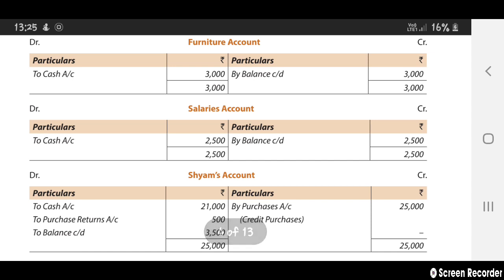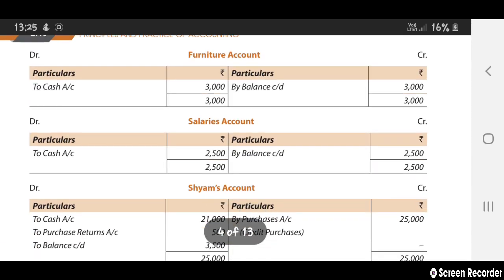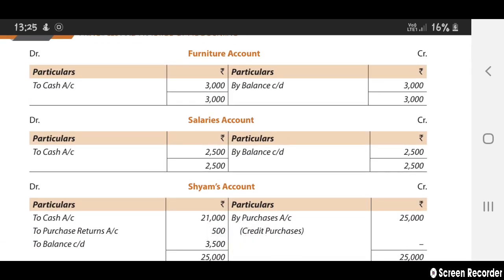If you want to prepare it like this, you can do it one by one. Take the furniture account: they have debited cash account 3,000, and credited balance account 3,000. So the debit side is 3,000 and the credit side is 3,000. In the salaries account, they have paid 2,500 to cash account, and credited the balance 2,500.